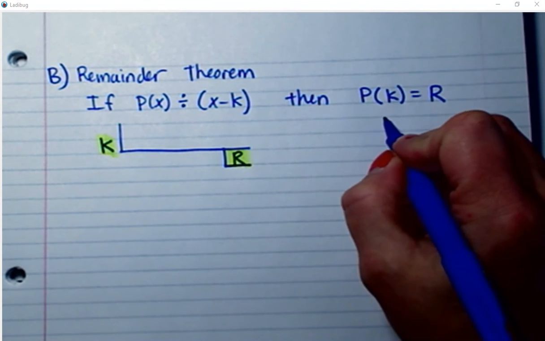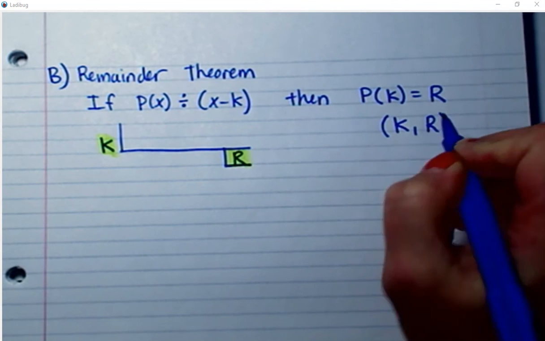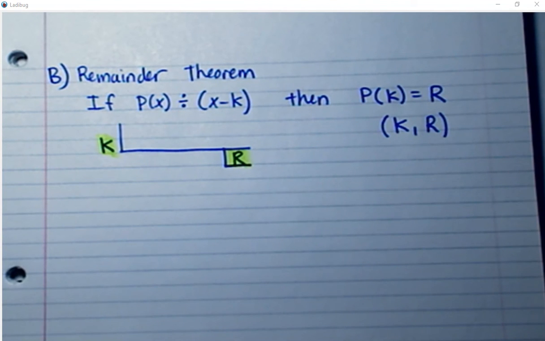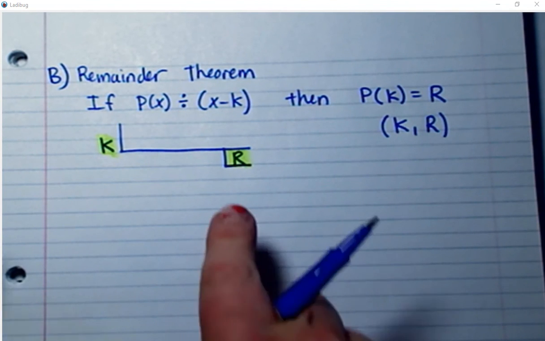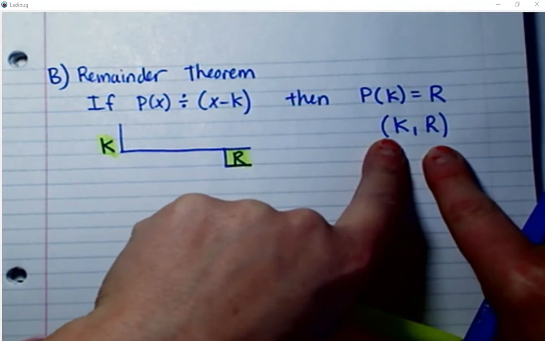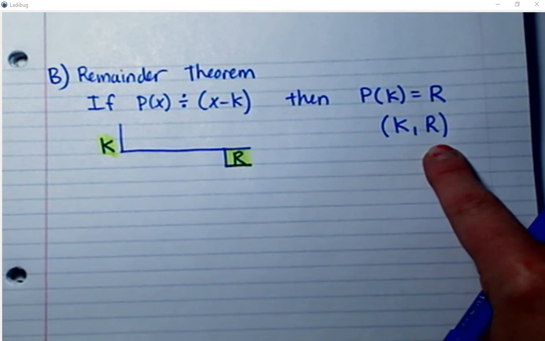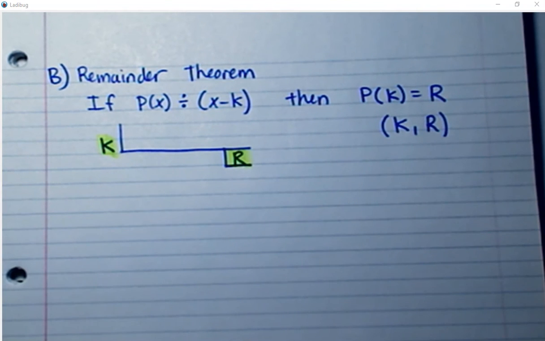So over here, it's a coordinate point. Those two numbers have a special place on the graph. It's actually an XY coordinate. The remainder is the Y coordinate.